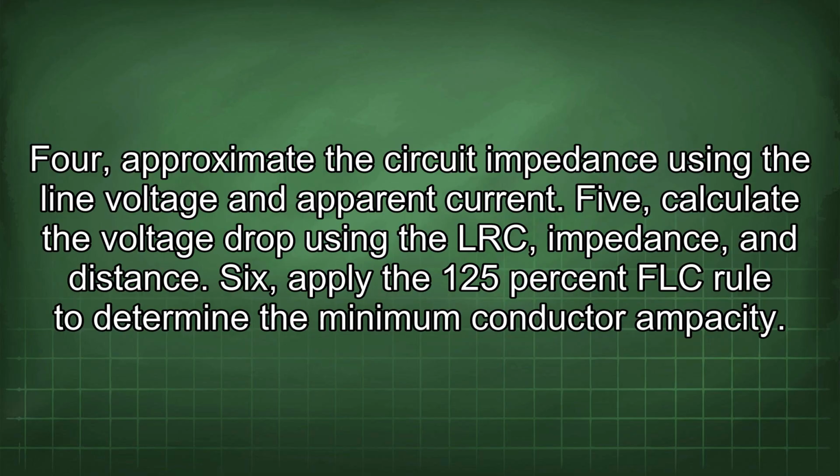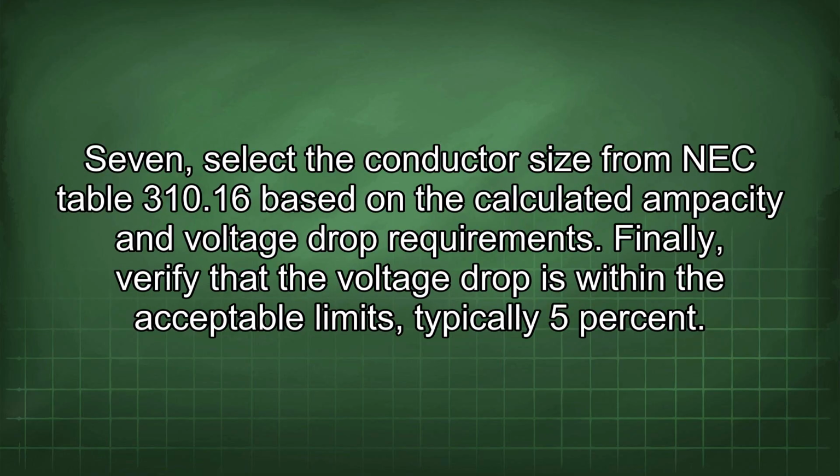4. Approximate the circuit impedance using the line voltage and apparent current. 5. Calculate the voltage drop using the LRC, impedance, and distance. 6. Apply the 125% FLC rule to determine the minimum conductor ampacity. 7. Select the conductor size from NEC Table 310.16 based on the calculated ampacity and voltage drop requirements. Finally, verify that the voltage drop is within the acceptable limits, typically 5%.